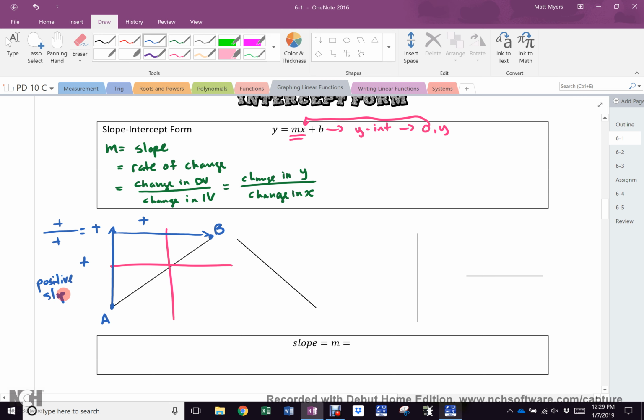Now, some of you will say, what if we went the other way? Cool. Let's go the other way, from B to A. What is that? Negative. What is that? Negative. Negative divided by a negative is what? Also positive. So that is why this is a positive slope. Okay?